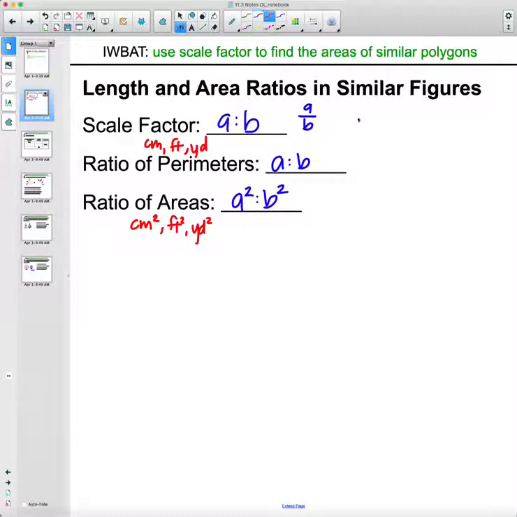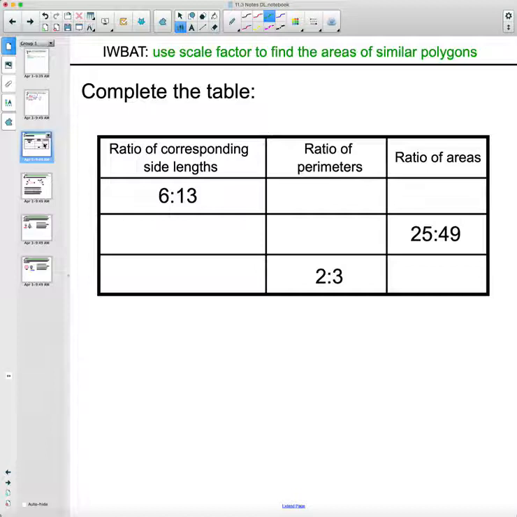So let's say we had 2/3 or 2 to 3, then the perimeter ratio would be 2 to 3 as well. And then the area ratio would be 2 squared to 3 squared, which is 4 to 9, if you square it out. So let's fill in this table here.